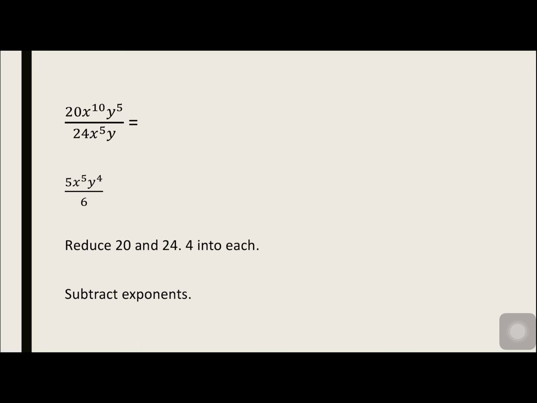20x to the 10th, y to the 5th, divided by 24x to the 5th, y. Reduce 20 and 24, 4 goes into both. 4 goes into 20 5 times. 4 goes into 24 6 times. Subtract your exponents. 10 minus 5 is 5. For the y's, 5 minus the understood 1 is 4.